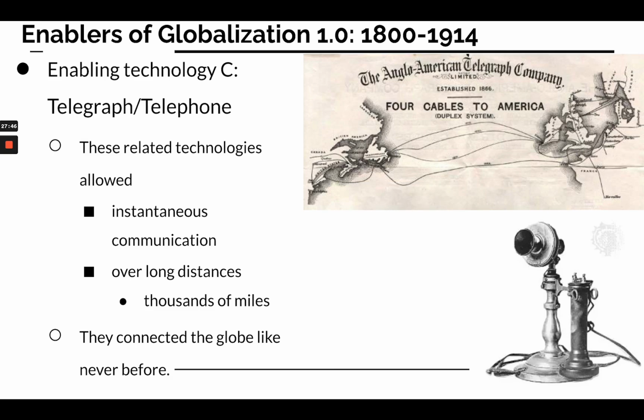When we return to enablers, we're going to be looking at the Enlightenment ideas that helped to enable globalization. All right. Well, complete your notes. Once you have completed your notes, be sure to upload them in Canvas, and I will see you in class.